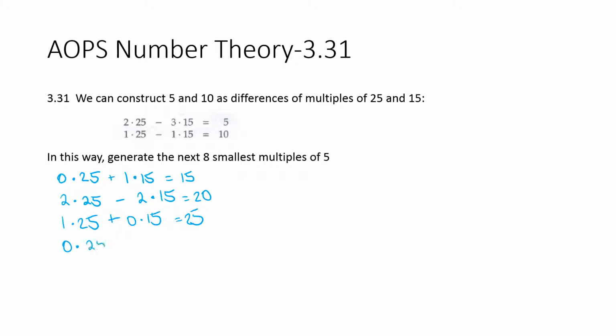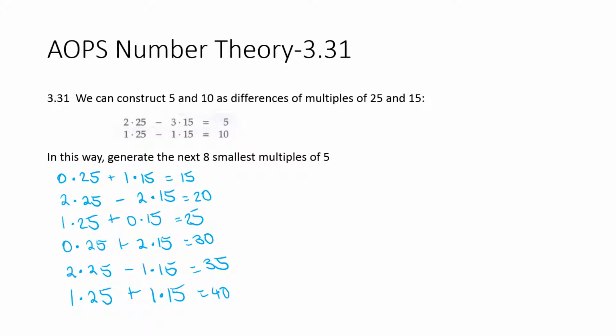0 times 25 plus 2 times 15 is equal to 30. 2 times 25 minus 1 times 15 is equal to 35. 1 times 25 plus 1 times 15 is equal to 40. 0 times 25 plus 3 times 15 is equal to 45. And 2 times 25 plus 0 times 15 is equal to 50.